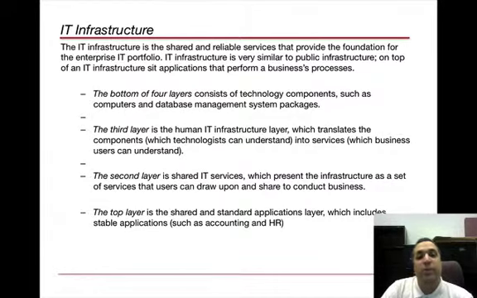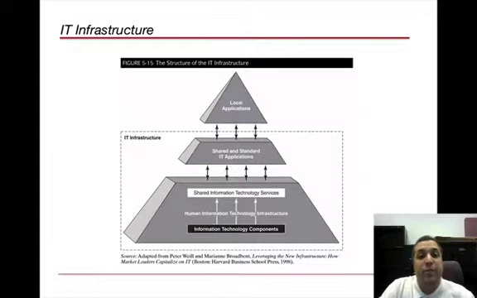The third layer is the human IT infrastructure, which translates the components. The second layer is the IT services, and the top layer is the shared or standard application layer, which includes the core applications. And this is what that chart looks like. You have local applications that are running. You may have shared and standard IT applications underneath it that allow the local applications to interface with each other, and then the shared services and information technology components.